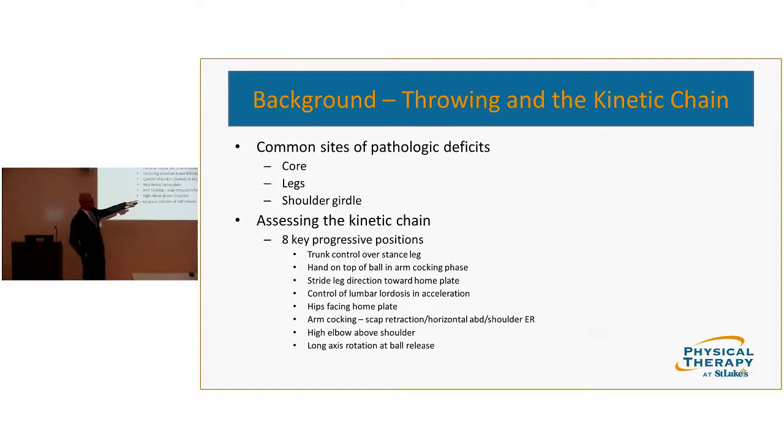Arm cocking. This is hard to see depending on the view you want to get from a standpoint of video. You'd really have to look at them from either the back or almost the opposite side to see what their scapula is doing. This would probably be more identifiable from 3D. We're doing 2D. 3D will really pick up a little bit more and give you more kinetic and kinematic data. High elbow above the shoulder, that's what we're looking for. The lower the elbow is, we'll talk about what could happen there. And long axis rotation at ball release.